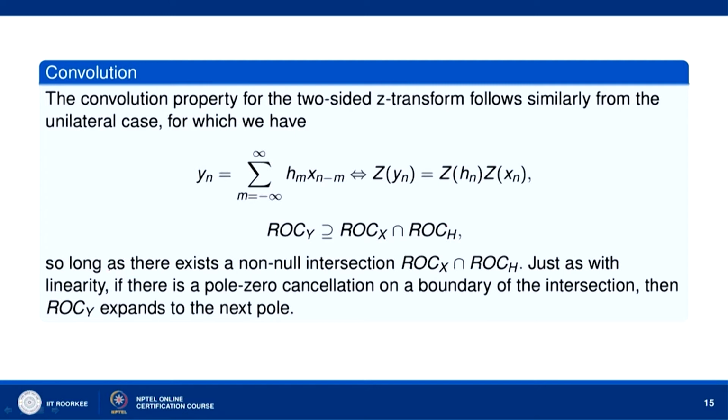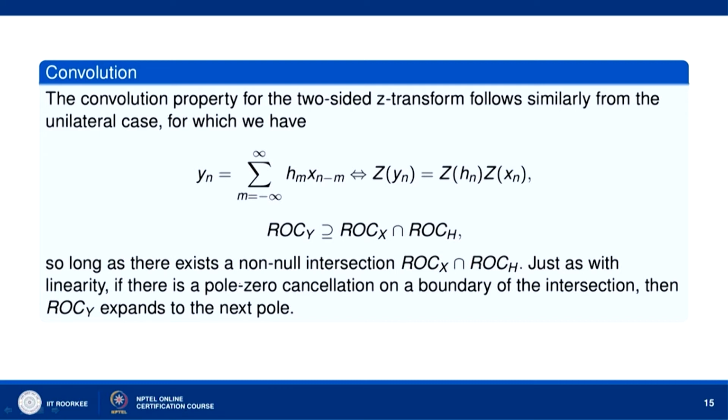Okay. So, so long as there exists a non-null intersection ROC x intersection ROC h, just as with linearity, if there is a pole-zero cancellation on a boundary of the intersection, then the ROC y expands to the next pole.